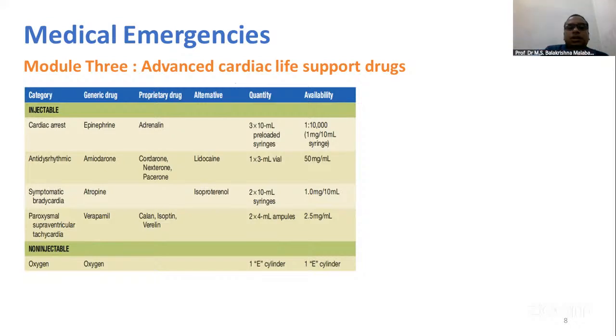So for cardiac arrest, adrenaline is there and there is no alternative for that. You have to keep that adrenaline. So that's why adrenaline is a must in any hospital setup. Then anti-dysrhythmic drugs for bradycardia are there, right? So all this lidocaine and isoprenaline, these are the alternatives for atropine. Please make a note of this.